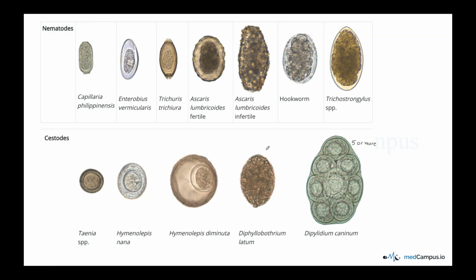This Diphyllobothrium latum egg is again oval, as you can see from the size. It is colorful, you can see a yellow to brown color. The characteristic feature of this egg which you need to remember, and which is important from an exam point of view, is that it's an operculated egg. Operculum is a lid. You can see a lid-like structure here. It's oval or elliptical with an inconspicuous operculum at one end. It might have a small knob at the other end, but this is an operculated egg.